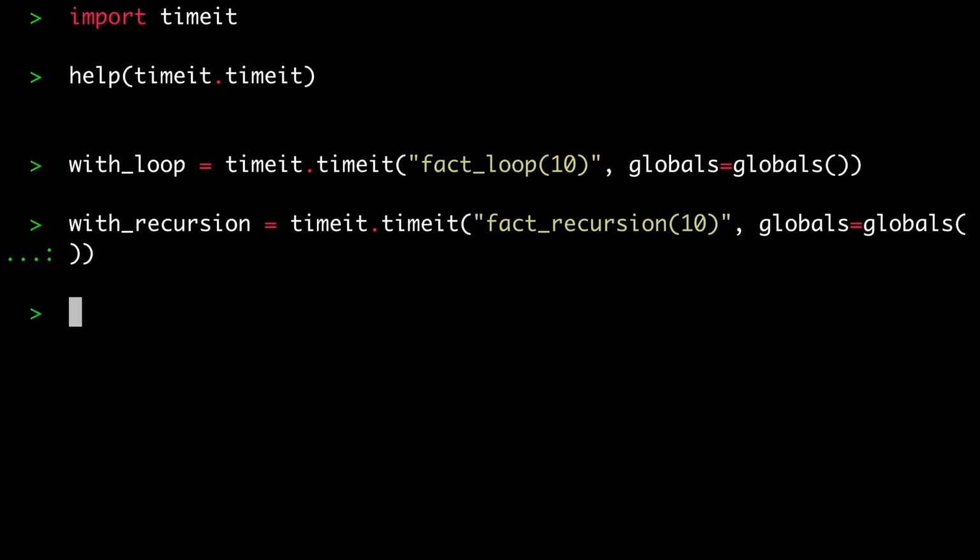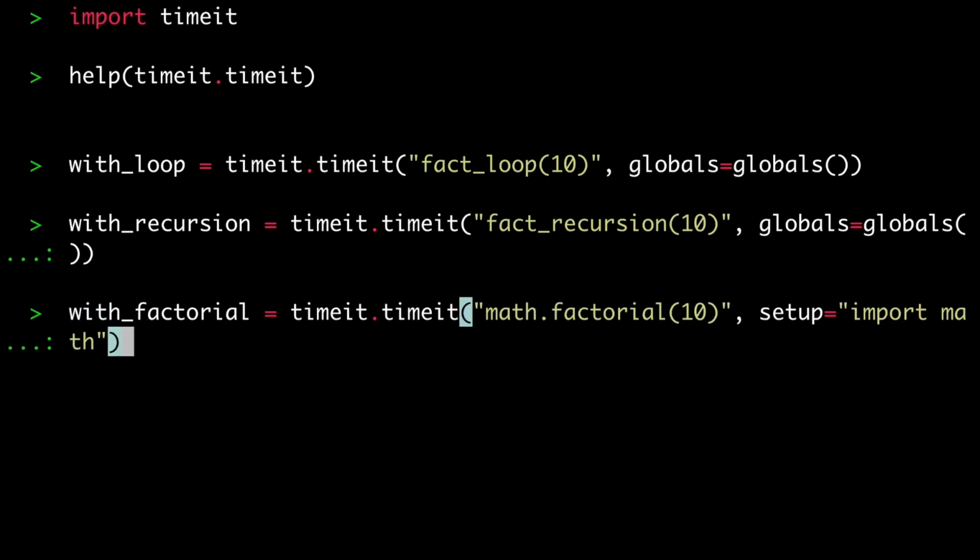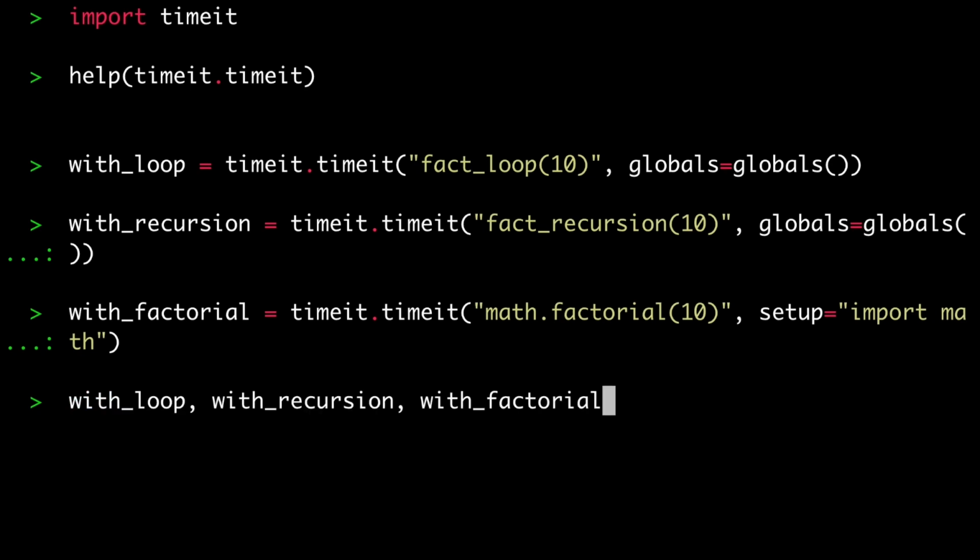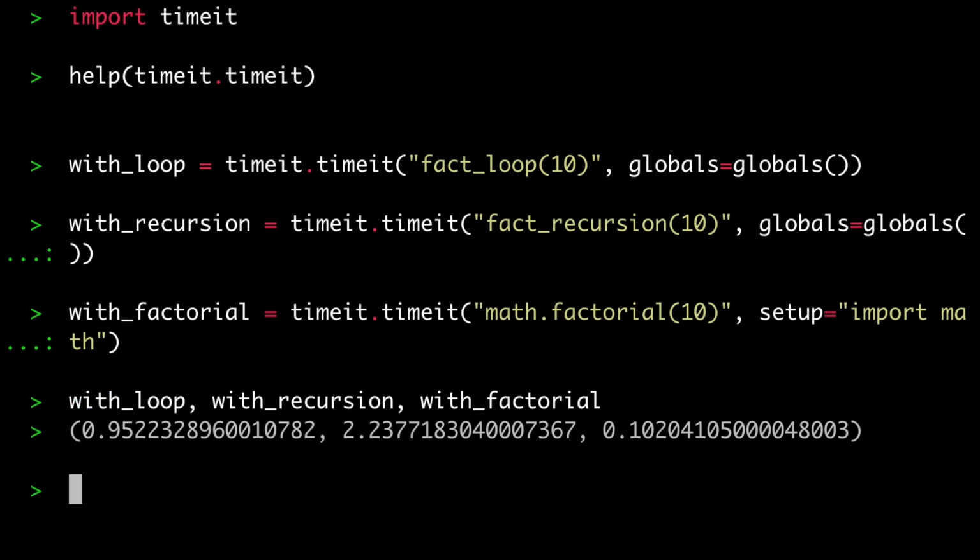All right, that seemed to take considerably longer. Now let's go ahead and do the same thing, but with the built-in factorial function. So we'll create a variable called with factorial. And here we need to have a setup value, and the setup value is going to be import math. Okay, so run that, and that seemed real fast. Now let's take a look at the 3 values. So with a loop, and then with recursion, and then with factorial. With the factorial, it's about 10 times faster than the loop and significantly faster than with recursion.